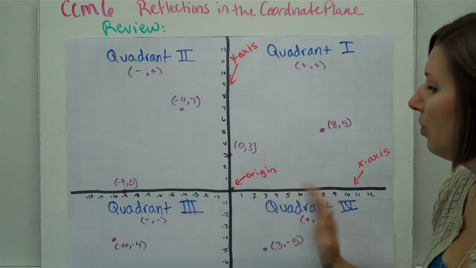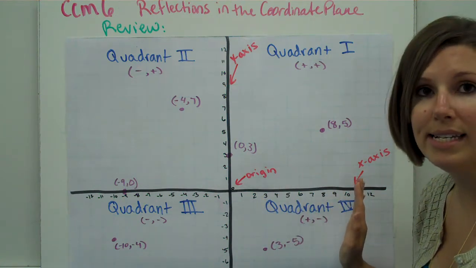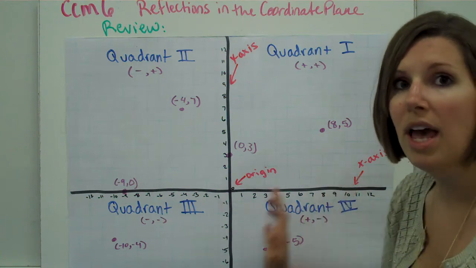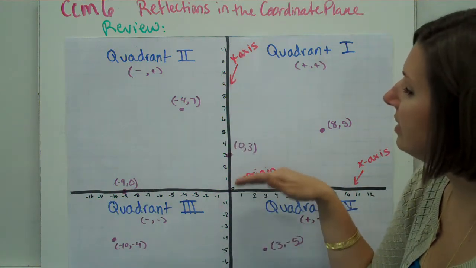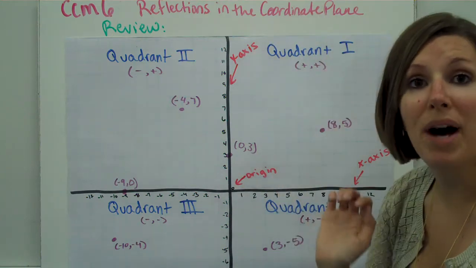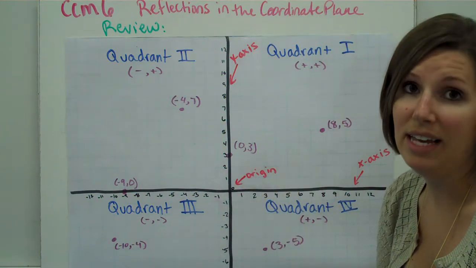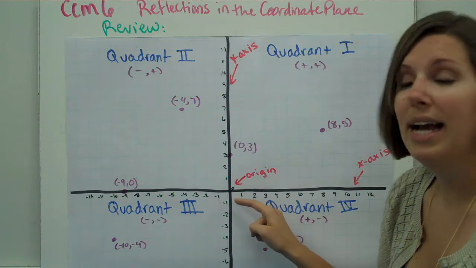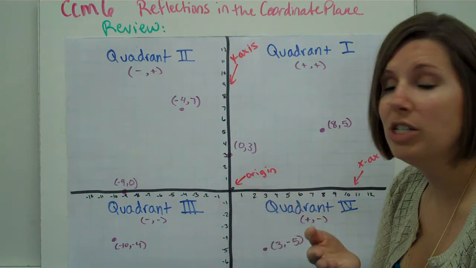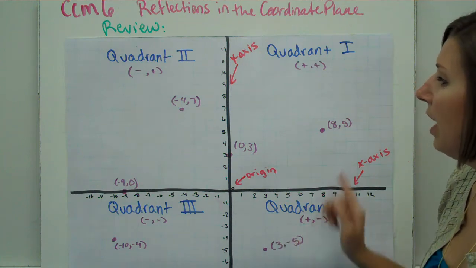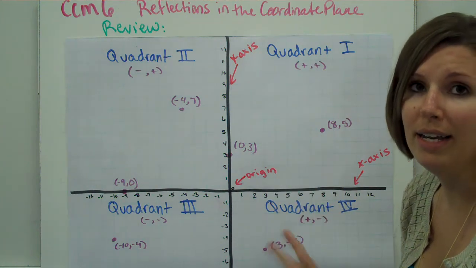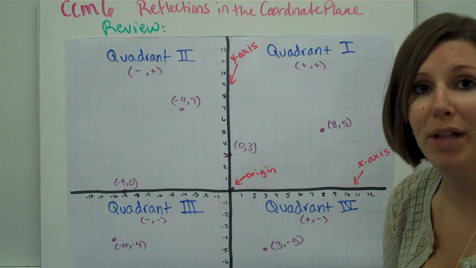So here, to the right of my x-axis, I have positive numbers, and to the left, I've got my negative numbers. And on my y-axis, going up, I've got positive numbers, and down, I have negative numbers. Where the x-axis and the y-axis meet, that's called the origin. I've got 4 quadrants, and then I've got a couple points that I've plotted here on my coordinate plane.